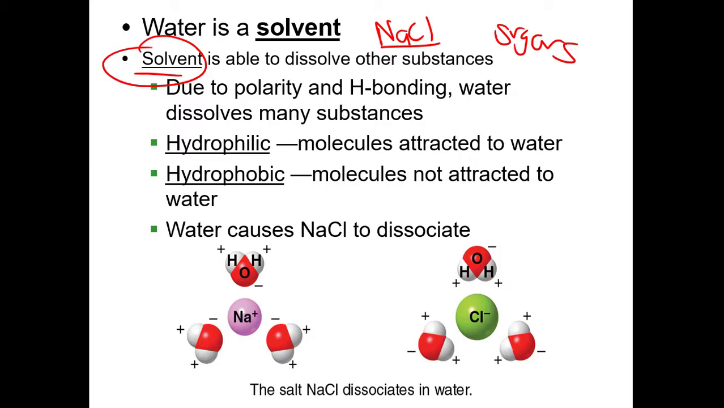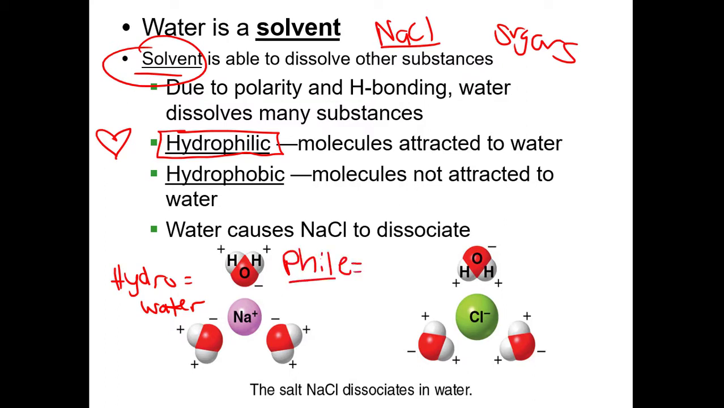Now, anything that is attracted to water, it loves water, is called hydrophilic. Whenever you see hydro, it means water. Whenever you see anything that says phile or philic, and a lot of biology words have this phile at the end, it means to love. So hydrophilic means attracted to water. It's a molecule that likes the water.